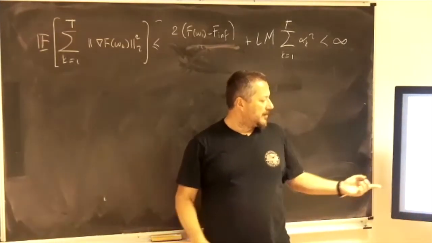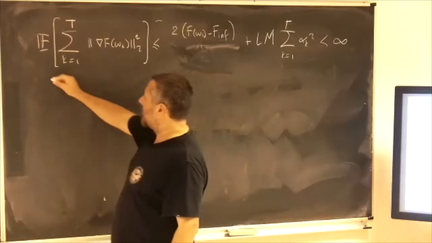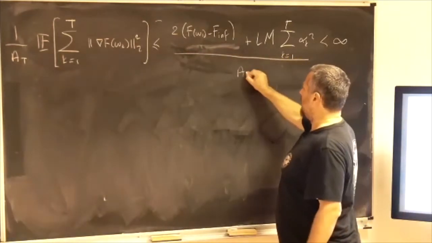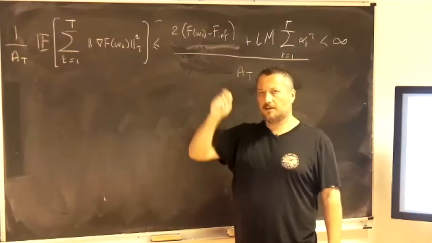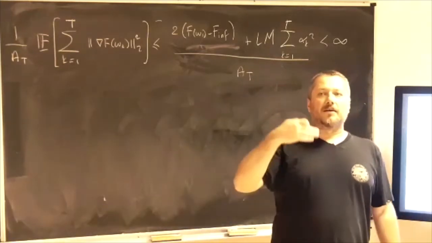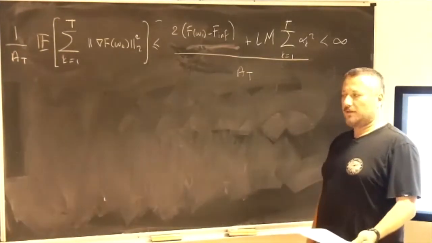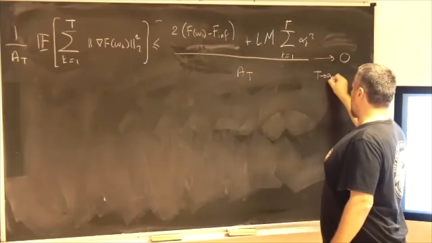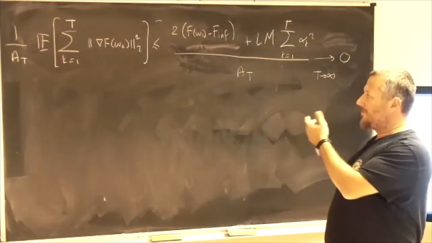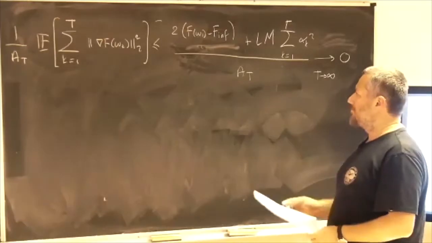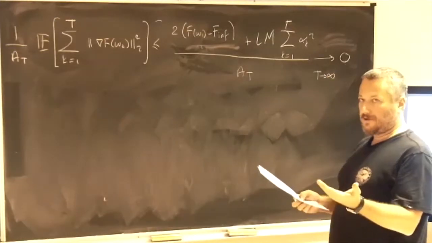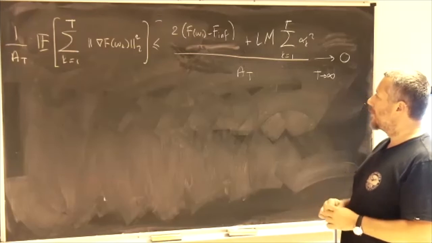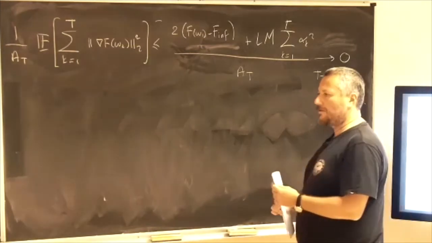And then what we do is we divide both sides by A_T, and A_T is the sum of alpha k's up to capital T. Since we assume that it increases without bound, it goes to infinity, then this goes to 0 as T goes to infinity. All right. So we have a result where this goes to infinity, not to even a small value. So this is our second result that we had today.